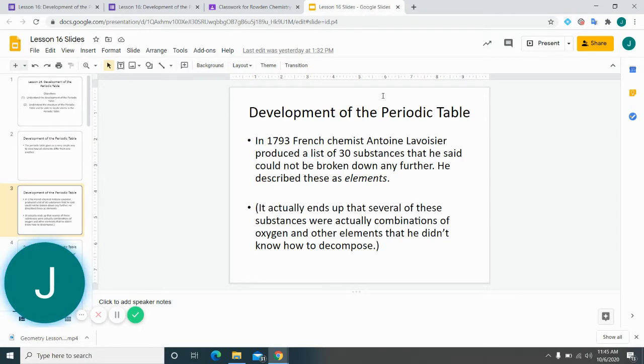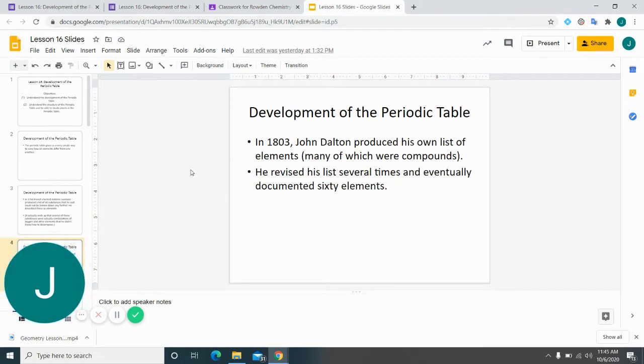So it began with a French chemist, Antoine Lavoisier. I'm not sure how to pronounce that, but Antoine L. started with a list of 30 substances, and he said, these things cannot be broken down any further. And he called them elements. Now, he was actually wrong about a lot of this because a lot of them were combinations of oxygen and other elements that he couldn't break down. But he started with that. So 30 things you can't break down, he called them elements.